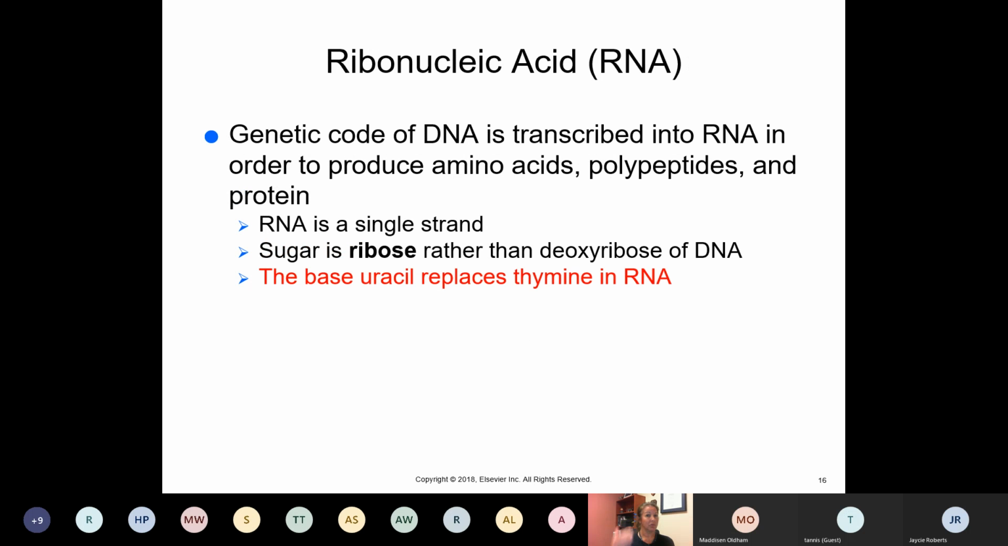Now we're going to talk about ribonucleic acid, RNA. So what is the difference? RNA is ribose rather than deoxyribose. It is only a single strand, and anytime you see ribose, think protein, because that's what it's in charge of, producing amino acids, which are the building blocks of protein. So the genetic code of DNA is transcribed into RNA, so that RNA can help produce amino acids, polypeptides, and protein. In an RNA single strand, the base uracil now replaces thymine that we saw in DNA.